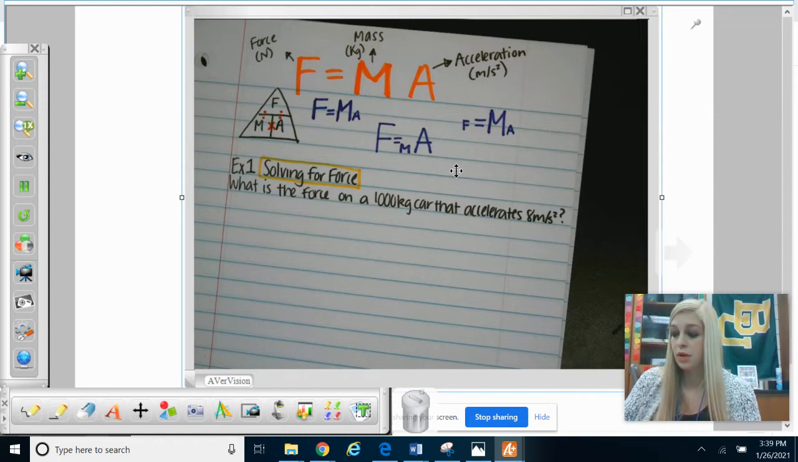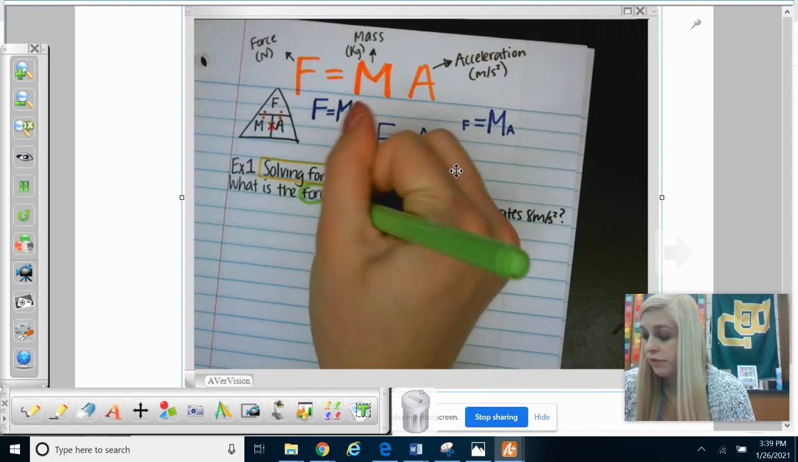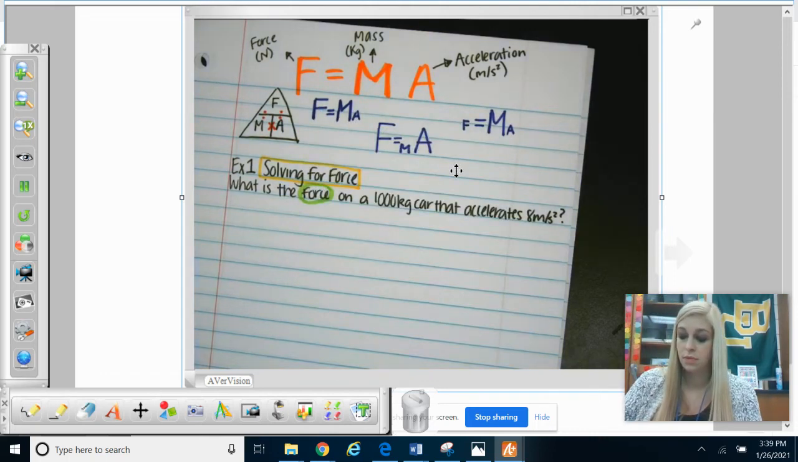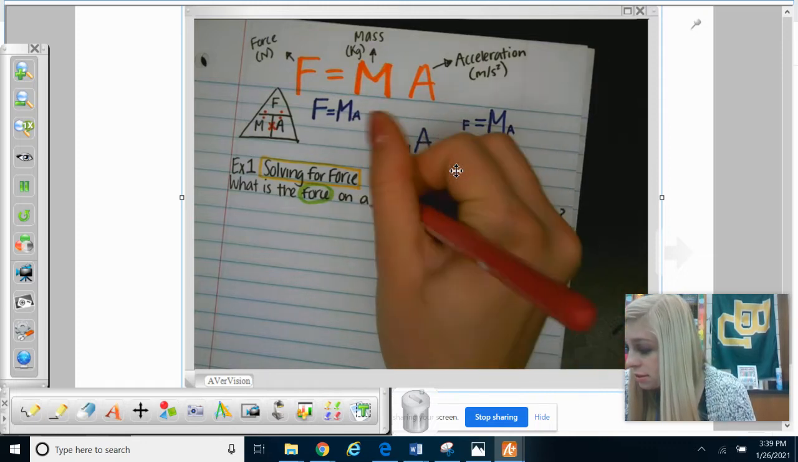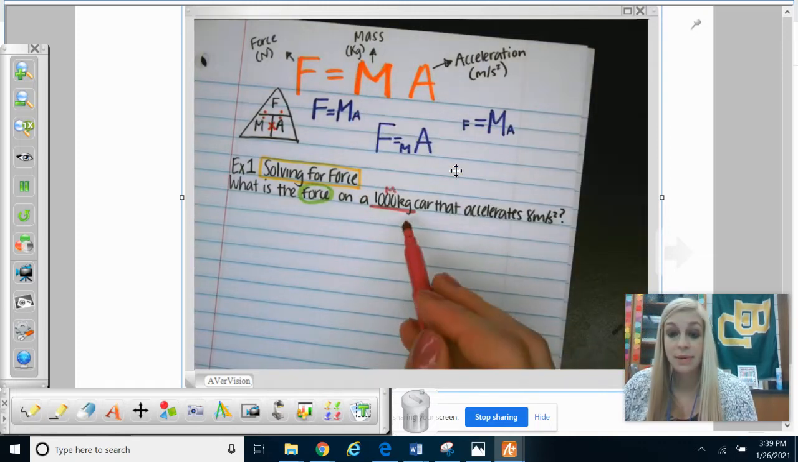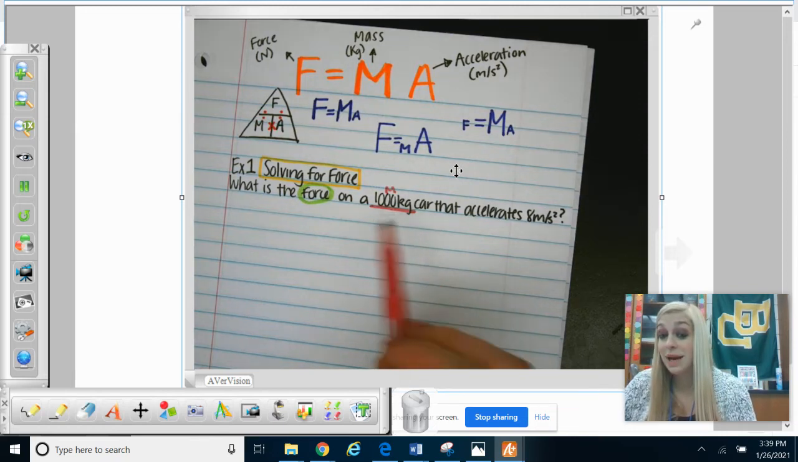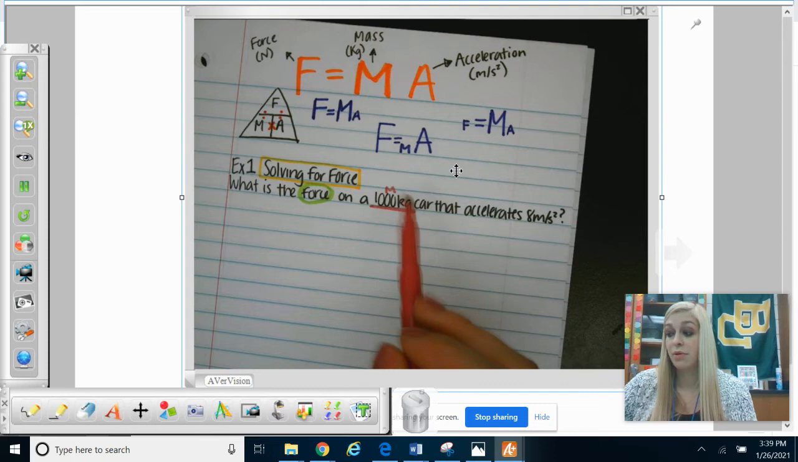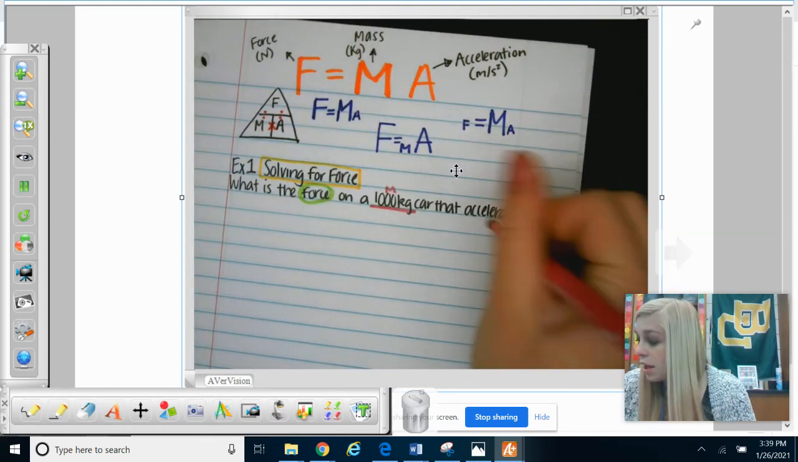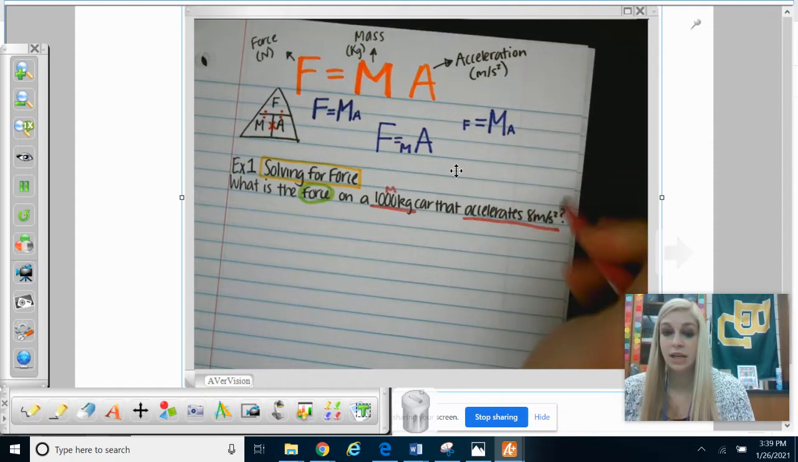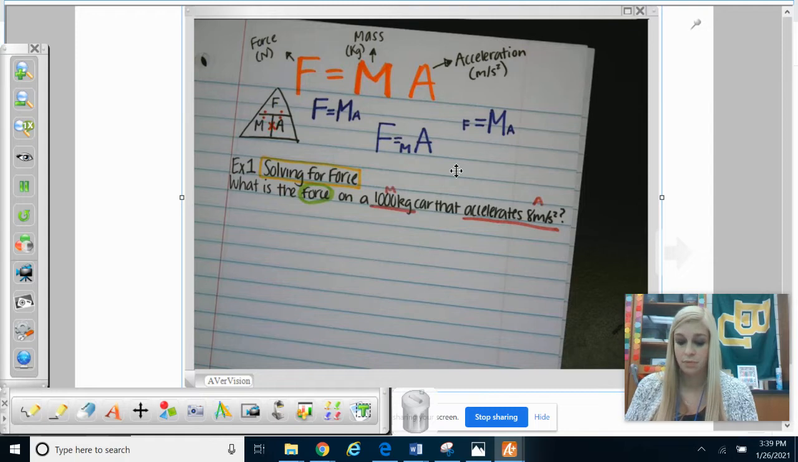Okay, so it says, what is the force? So we are looking for force. We are given the mass. I know that's mass because it says kilograms. So the reason I know that is mass is because the unit is kilograms. And I wrote up here that mass is in kilograms. It can also be in grams. And it tells me that it accelerates at 8 meters per second squared. So of course that's my acceleration.